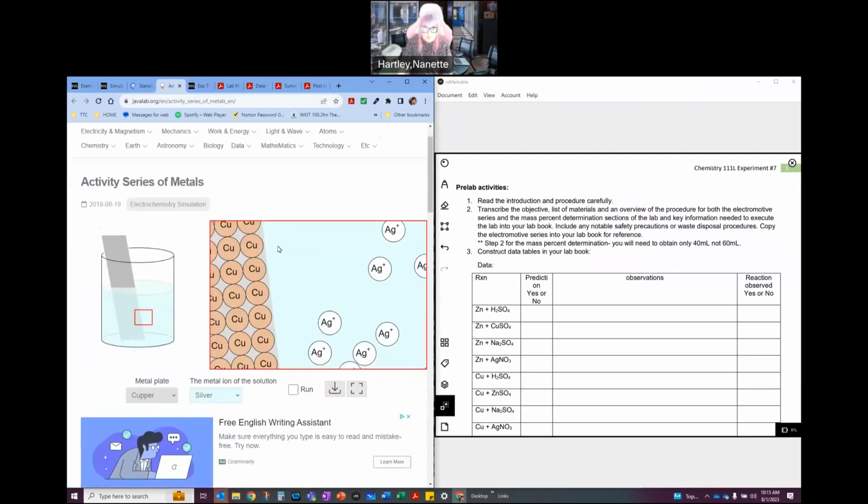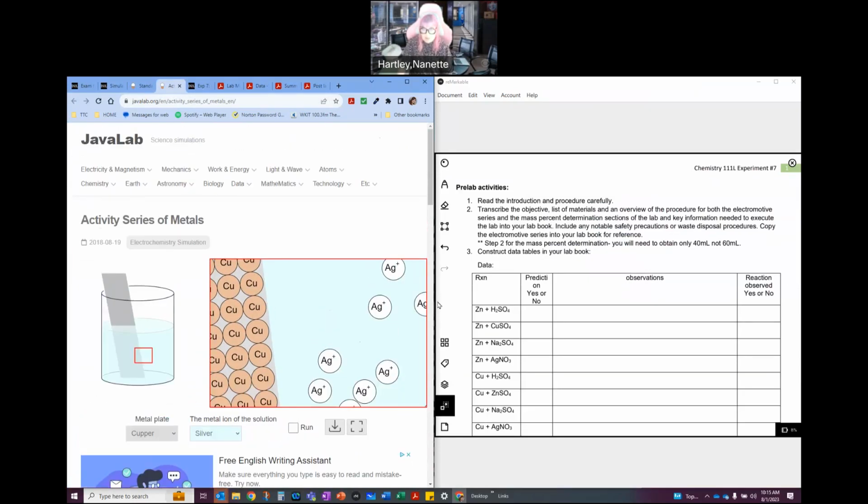Now, when we look at the activity series of metals, okay, this is going to encompass looking at CuSO4, Na2SO4, and AgNO3 with both zinc and copper. What we have here is that we have a metal and then an ion in solution. So for these first couple, you're going to want to set this metal to be your zinc. So zinc is your metal, and then you want your solution to be your Cu, copper, sodium, or silver. Now, notice that H2 is not here. We'll show you that in just a minute.